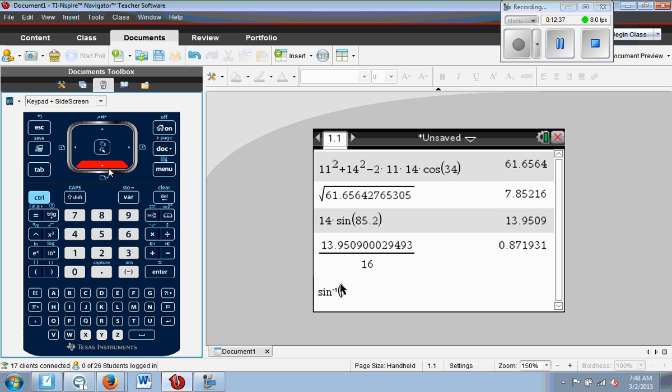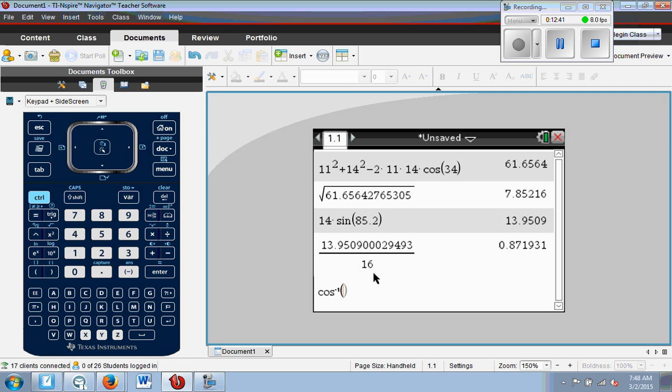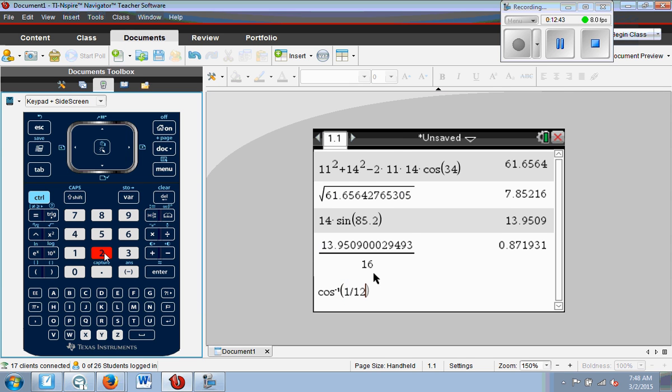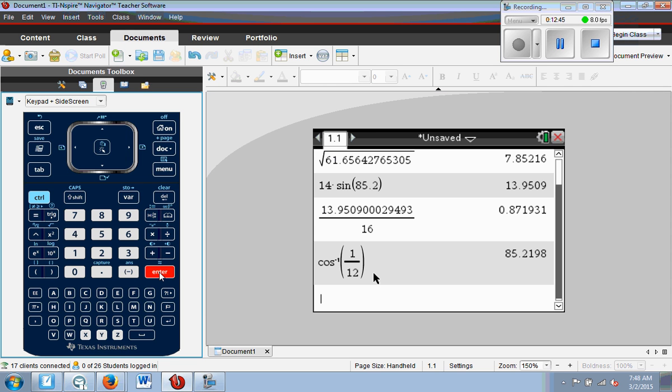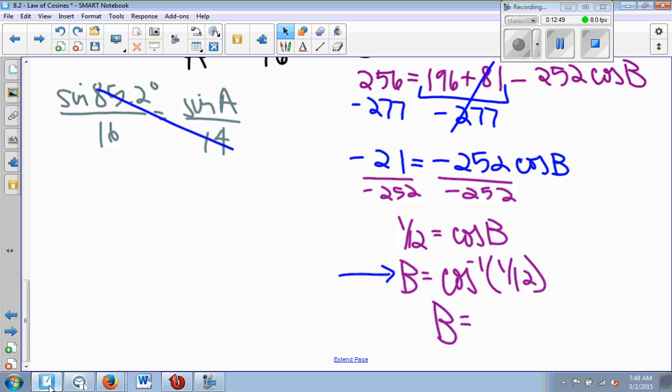So we're going to go up here. Okay, so let's do that real quick. I apologize. So we're going to do cosine inverse of 1/12. It comes out 85.2 still, which is odd.